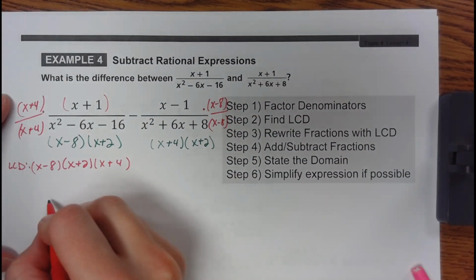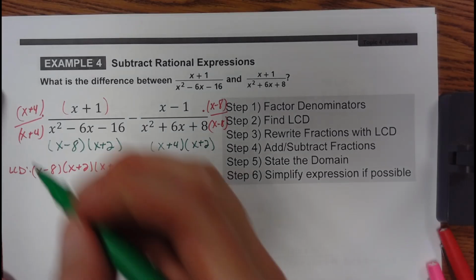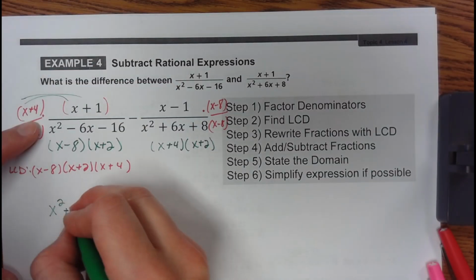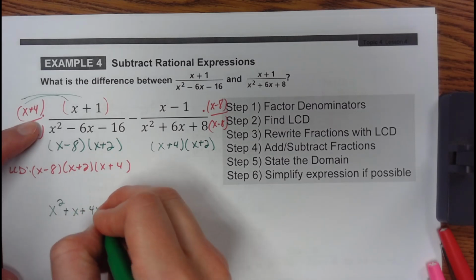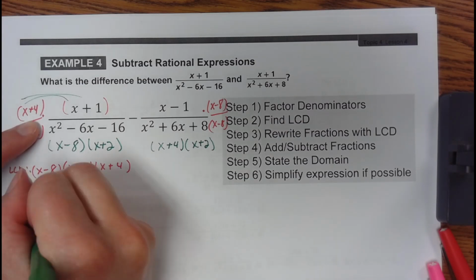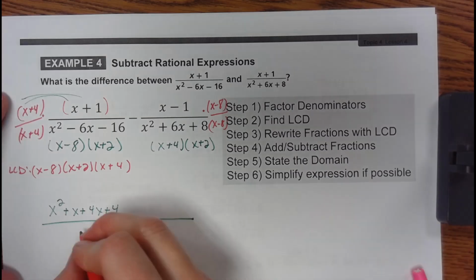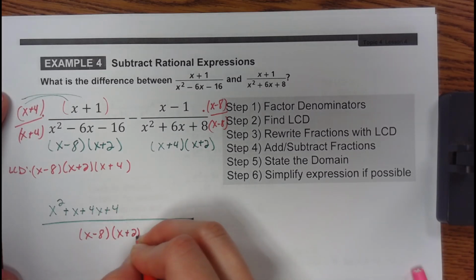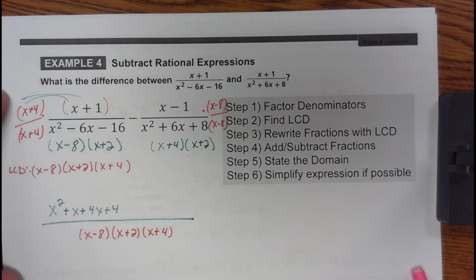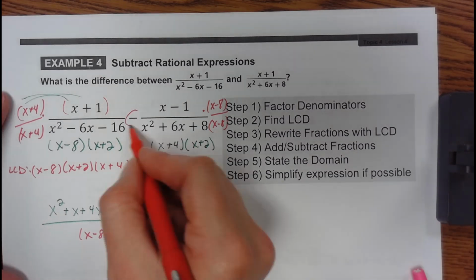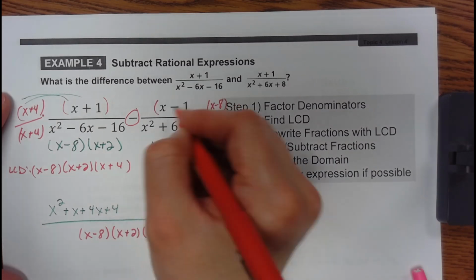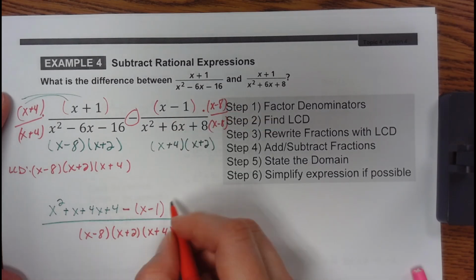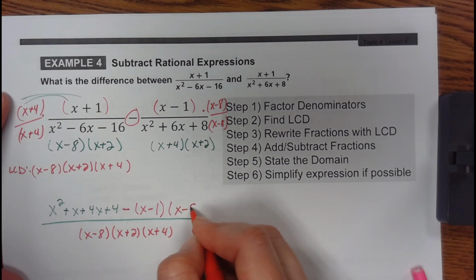So now this is where you can save a little time. I'm just going to distribute this right away and get x squared plus x plus 4x plus 4. This is going to be all over our LCD. Now here's the trick. We have a minus here. So I'm going to write this one down. Minus the x minus 1, x minus 8.